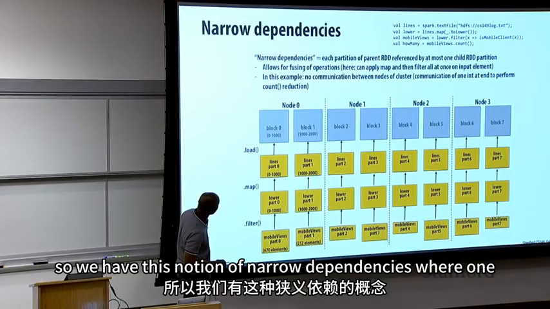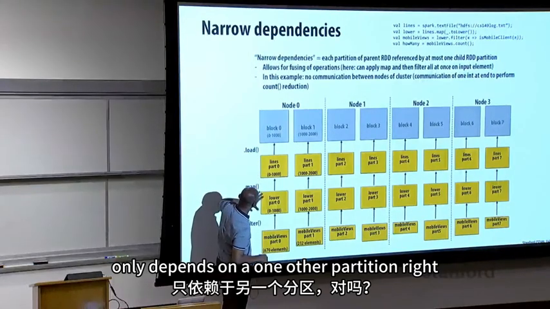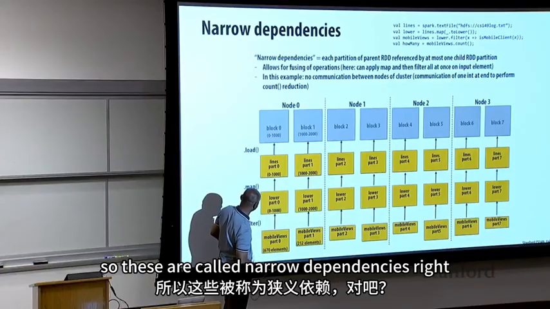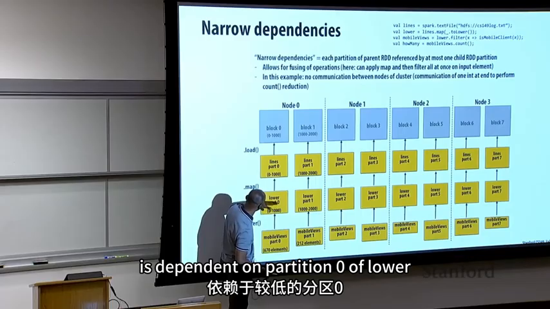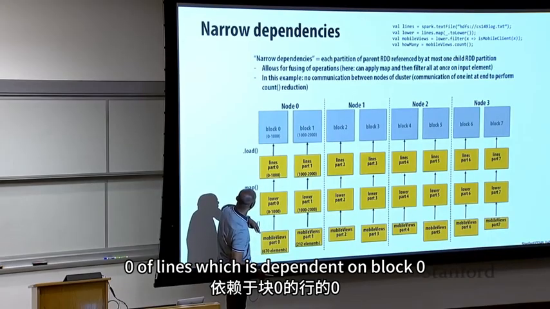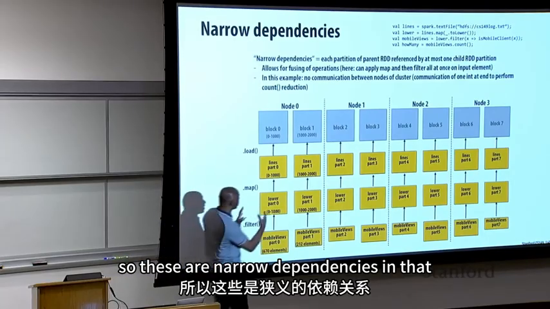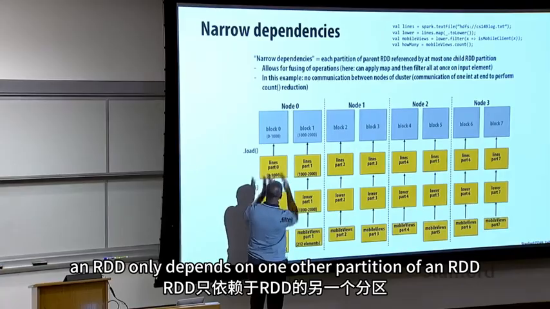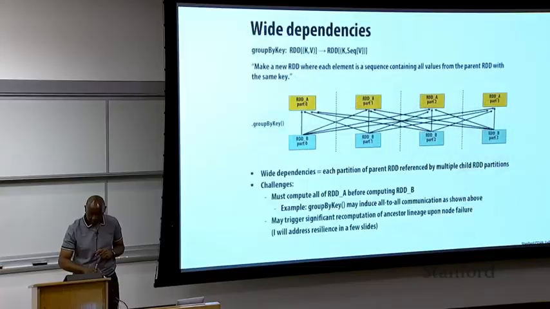We have this notion of narrow dependencies, where one RDD only depends on one other partition. So partition 0 of mobile views is dependent on partition 0 of lower, which is dependent on partition 0 of lines, which is dependent on block 0. These are narrow dependencies in that an RDD only depends on one other partition of an RDD.